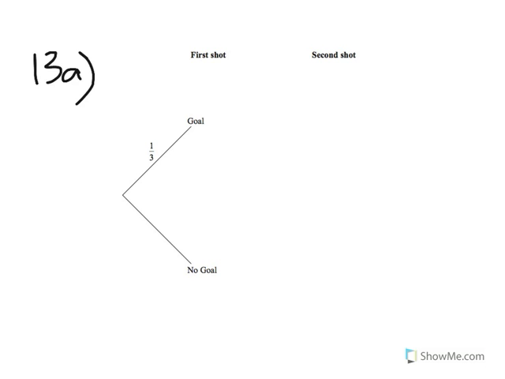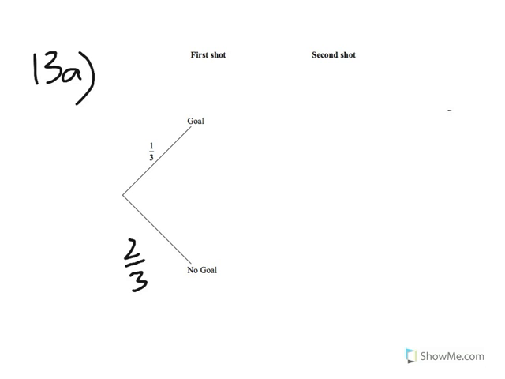Now, from our knowledge of probability, we should know that all probability is a fraction, and all of the probabilities always add up to 1. So meaning, the probability that she won't score a goal is 1 minus 1 over 3, which is nothing but 2 over 3. So you just got to fill in 2 over 3 next to the no goal part.